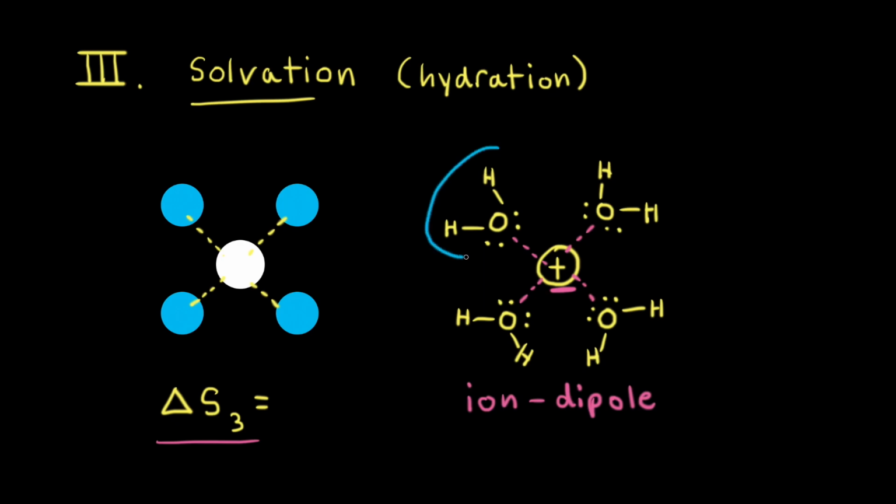Because the water molecules are attracted to the ions in solution, the water molecules have a decreased freedom of movement, and therefore there are fewer positions possible for the water molecules. A decrease in the number of possible positions means a decrease in the number of microstates, which means a decrease in entropy. Therefore, for the third step, delta S3 is negative.